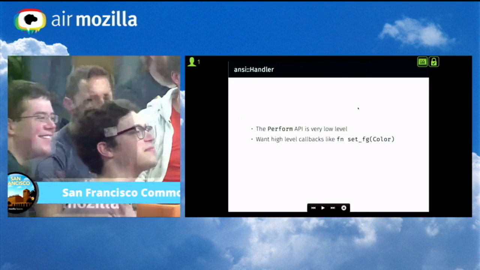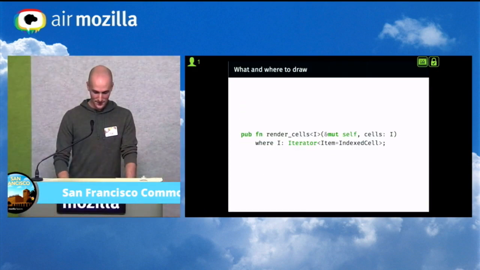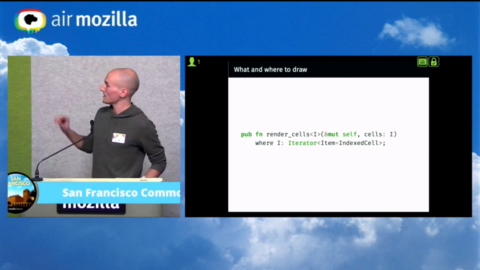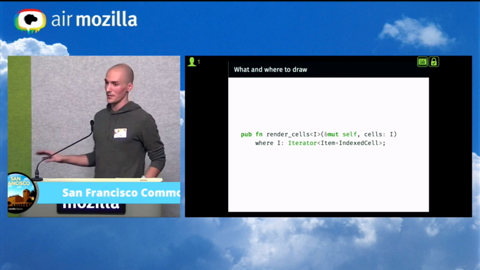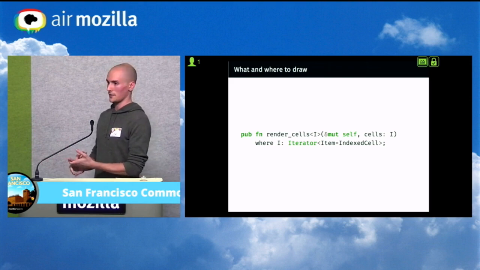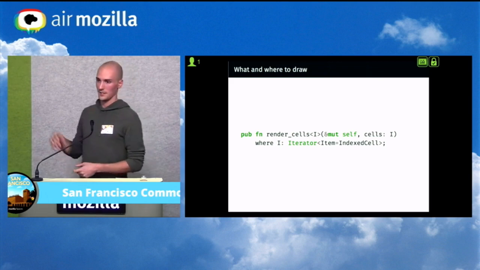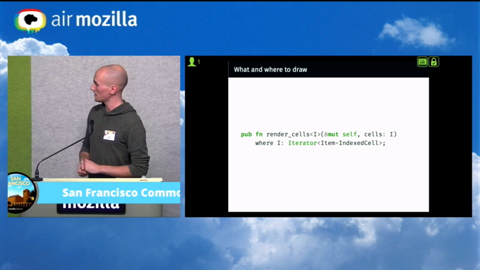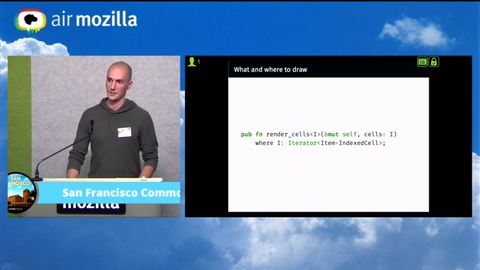Okay, this is how you tell the renderer to render things. If you can give me something that is an iterator for indexed cells, so an indexed cell is just a cell with a character and a color and a background color and any attributes like underline or italic or bold. And then the indexed part is just a wrapper that adds the line and column. So this is just plain old data. If you can give me an iterator that looks like that, I can render your thing.